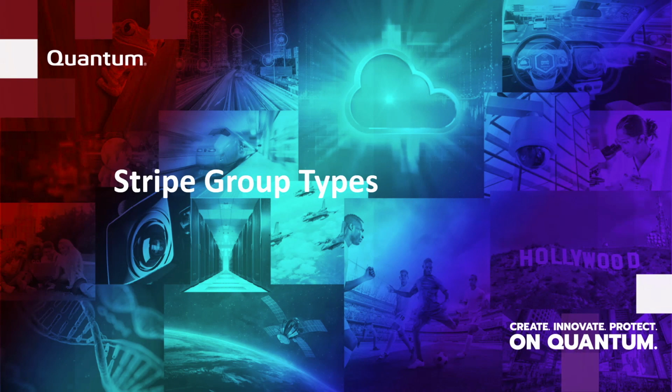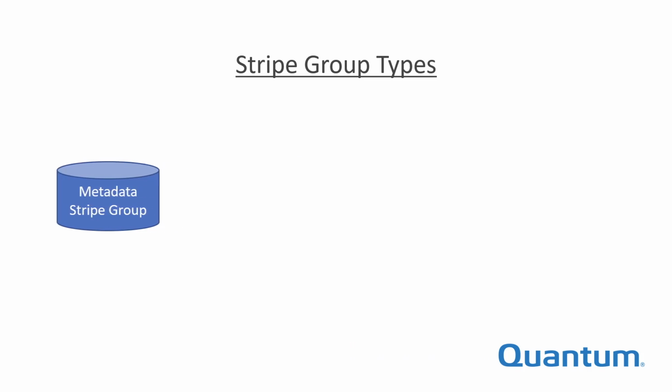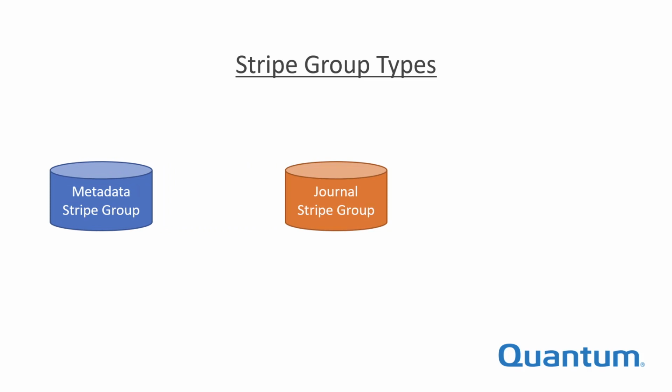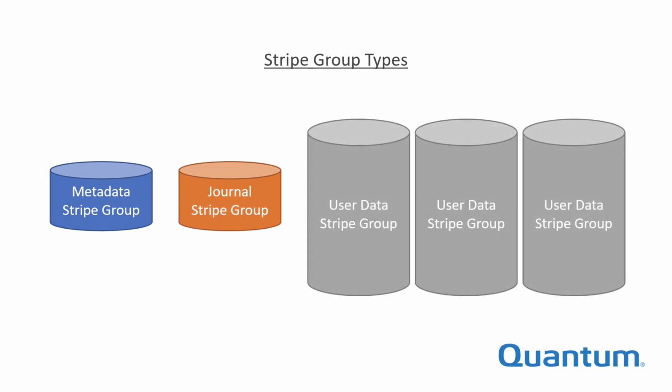Every StorNext file system has stripe groups that hold three types of information. Metadata stripe groups hold file system metadata. Metadata is very small and is accessed randomly. Journal stripe groups contain the file system journal, the sequential record of changes to the file system metadata. Journal data is a series of small sequential writes and only occasional reads. User data stripe groups are the largest and hold the content of user files. There are frequently multiple user data stripe groups in a StorNext file system.